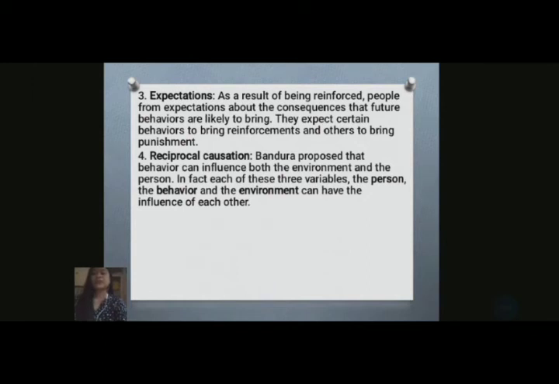Next, we have reciprocal causation. Bandura proposed that behavior can influence both the environment and the person. In fact, each of these three variables, which is the person, the behavior, and the environment, can have the influence of each other.